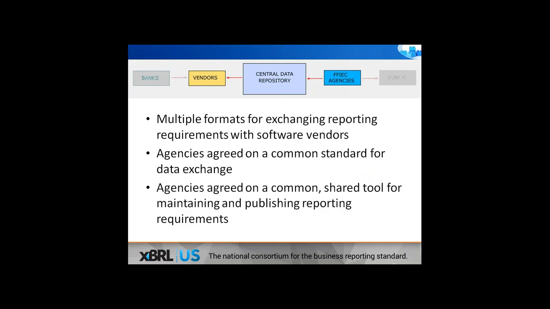Next slide, please. So prior to using a common standard like XBRL, the FFIEC reporting requirements were sent to the software vendors in multiple formats, such as MS Word, MS Excel, and PDF. The FFIEC agencies agreed to use XBRL to exchange reporting requirements with software vendors because XBRL is an international standard, it's an open and non-proprietary standard, and it is the only XML-based reporting language. So the heart of the Central Data Repository System is a common shared metadata management tool agency staff use to develop, maintain, and publish reporting requirements. This tool not only creates the XBRL-based reporting requirements, but also provides a mechanism to test data quality with prior period bank data and current period bank data.